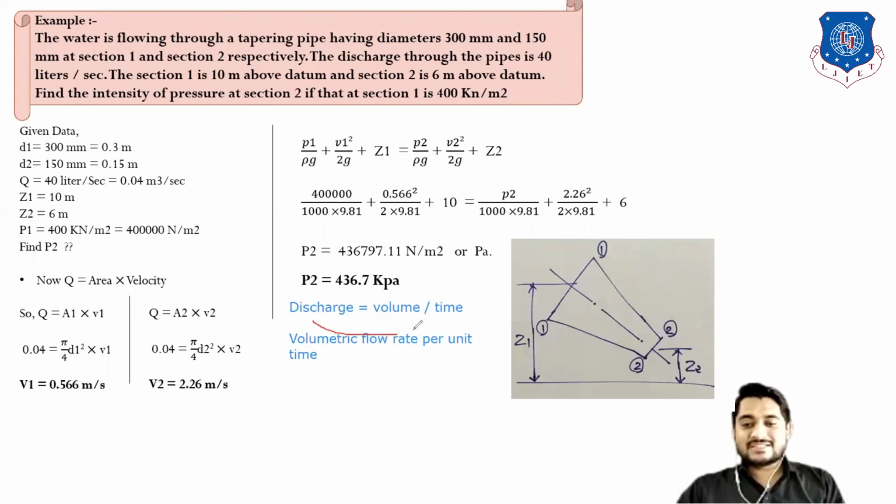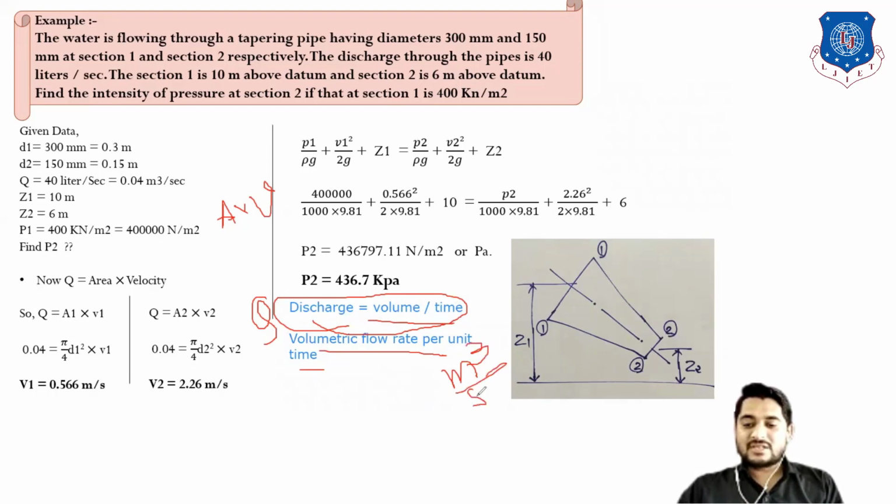So guys, discharge is equal to volume divided by time, or we can say volumetric flow rate per unit time. Discharge can be said as a flow rate also. So symbol of discharge is Q, that is known as volume divided by time, or discharge can be known as area into velocity, right? So what is the SI unit of discharge here? So discharge is equal to volume divided by time. So volume SI unit meter cube, and for time SI unit is second. So for discharge SI unit is meter cube per second.